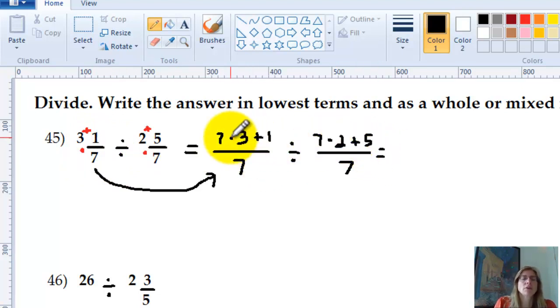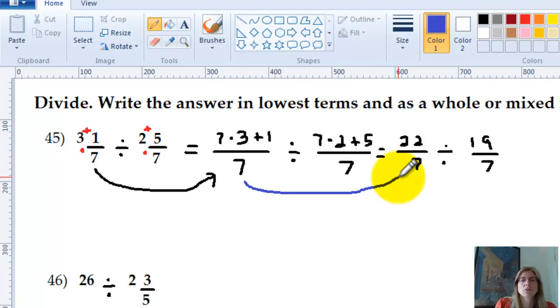So we have new fractions. 7 times 3 is 21 plus 1 is 22. We have 22 sevenths. We're still dividing. I haven't changed anything to multiplication yet. 7 times 2 is 14 plus 5 is 19. And we still put it over that 7. So we keep our denominators.